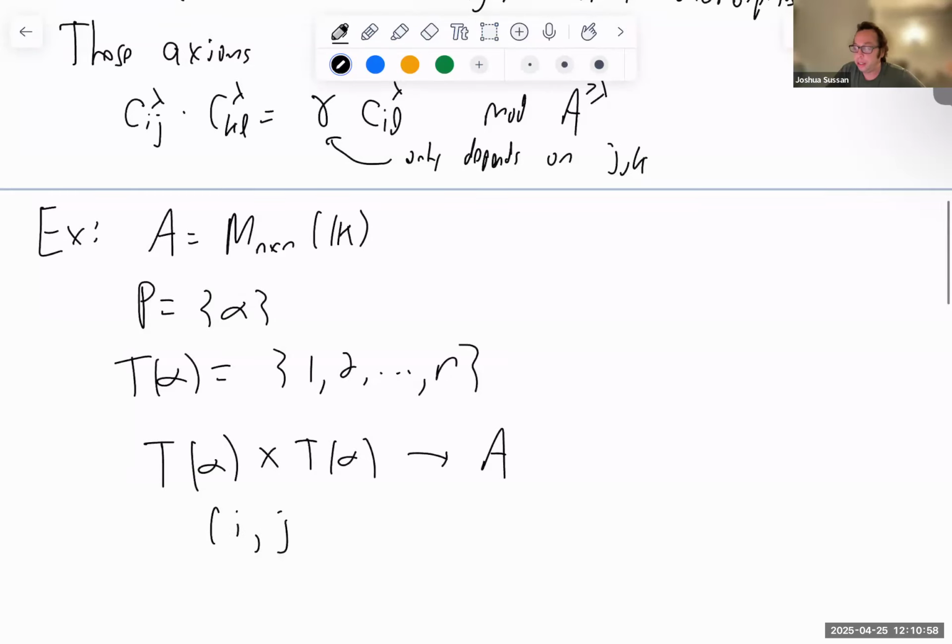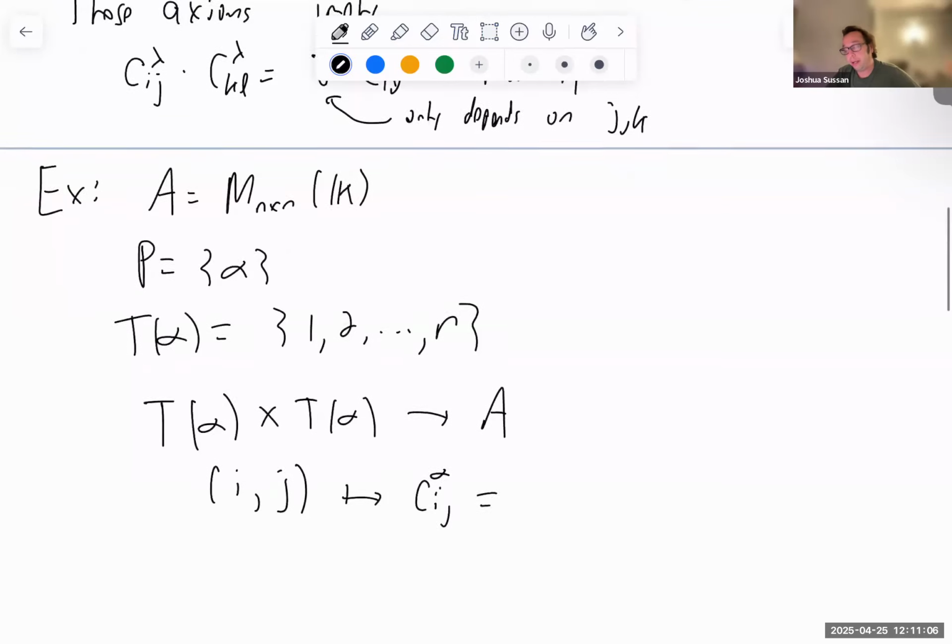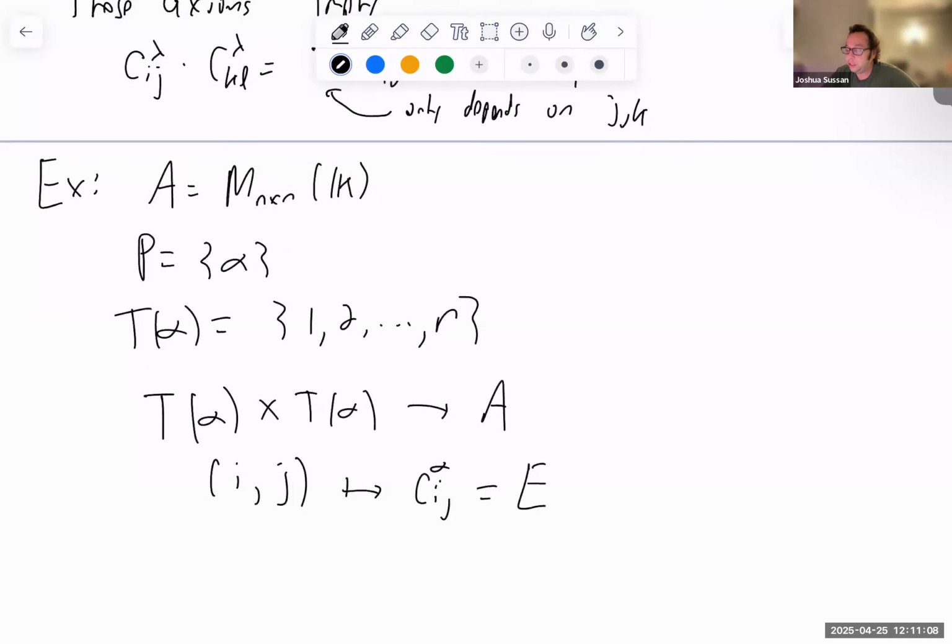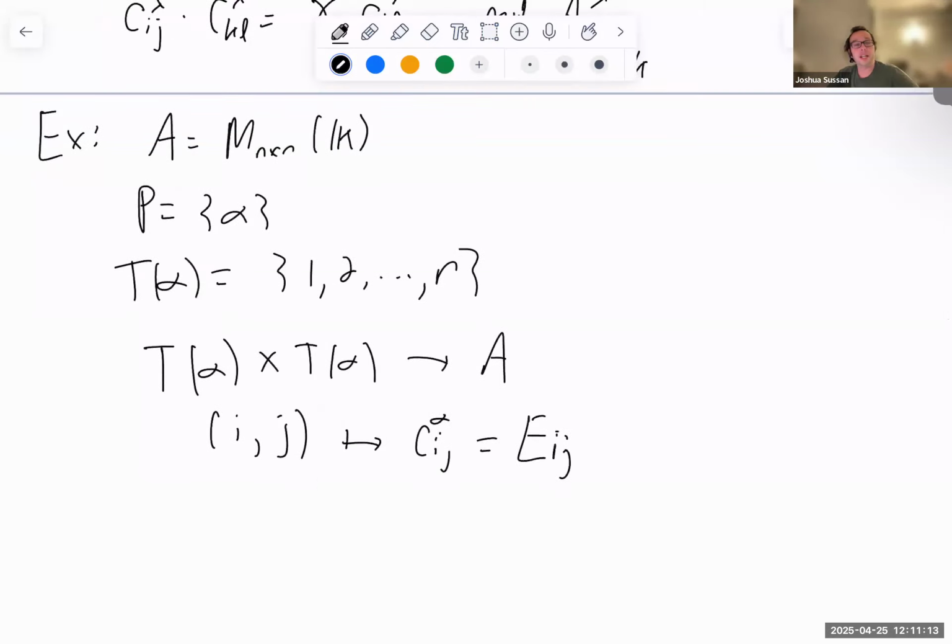It's some element I. You could have another element J. This is supposed to go into some basis element Cij alpha. And what is this Cij alpha? It's just this matrix, which is 1 in the position ij and 0 elsewhere. Okay, and so a matrix algebra is a cellular algebra where we just take the standard basis for matrices as the cellular basis. And I should say the star of Eij is just Eji, so it's just transposition.